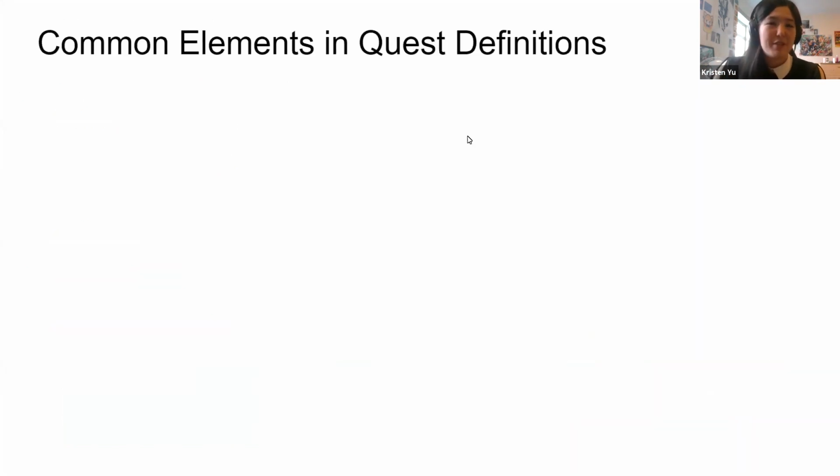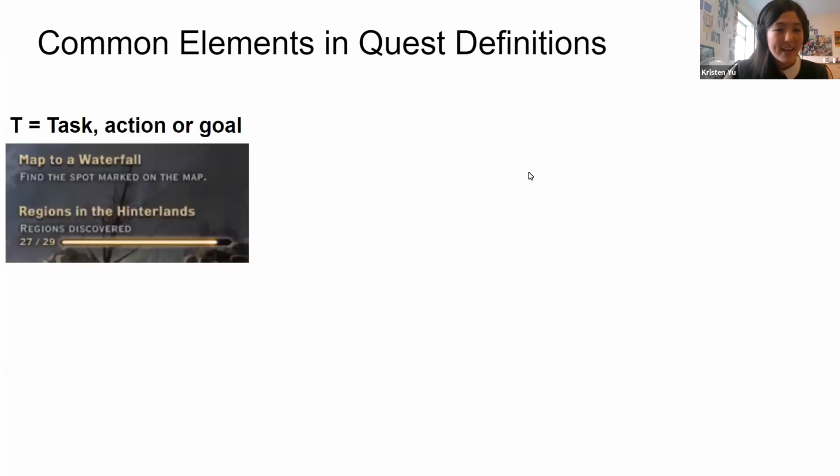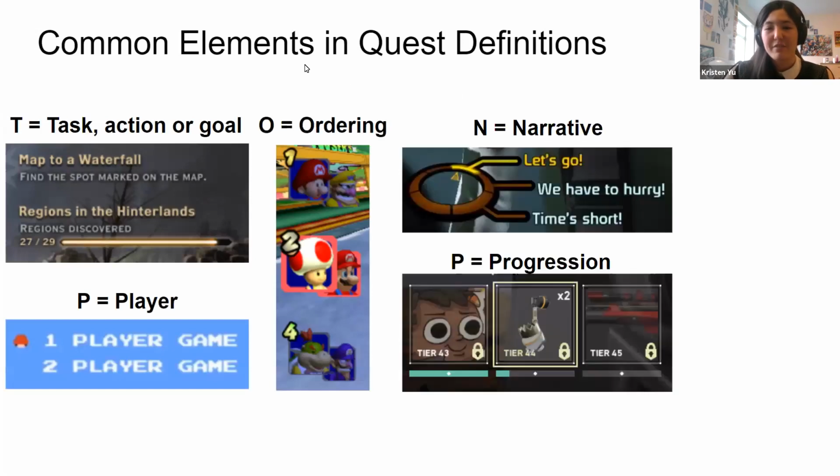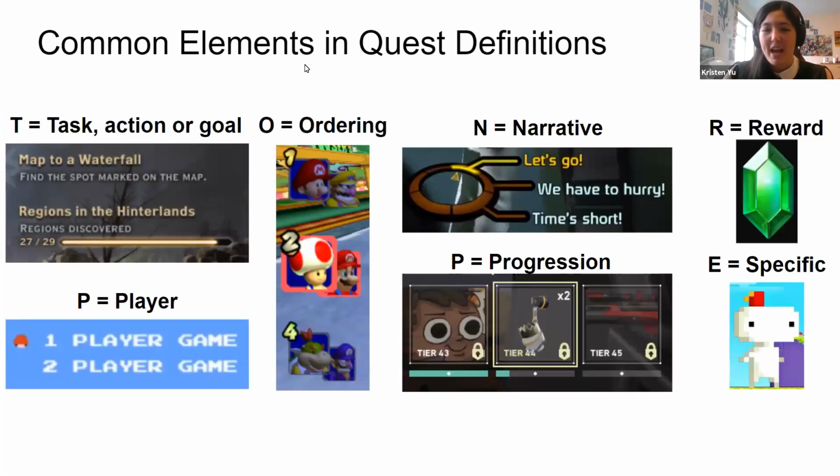The next thing I did was try to look at the common elements in quest definitions. They are the task, action, or goal, the player, ordering, narrative, progression, reward, and specific. This last category was included because there were a couple of quest definitions that were ultra specific to their quest generation technique.